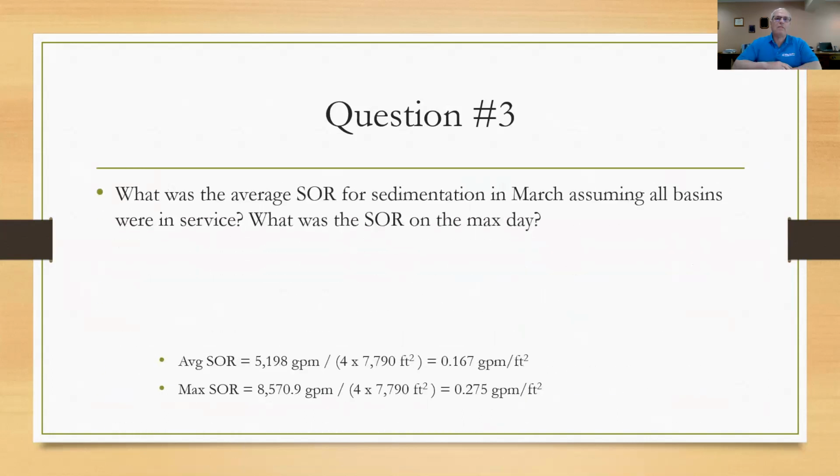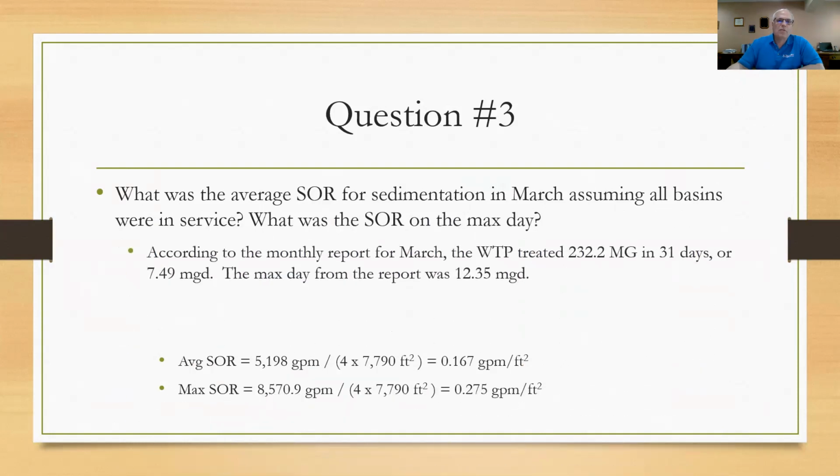Question number 3 asks, what is the average surface overflow rate for sedimentation in March, assuming all basins were in service? What was the surface overflow rate on the max day? You can see I accidentally brought them up too quickly here. But this is a standard surface overflow rate problem that requires you to go in and dig out information. If I go back to the March report, it says that the water treatment plant treated 232.2 million gallons in 31 days, because that's how many days in March, or the average of 7.49 MGD.